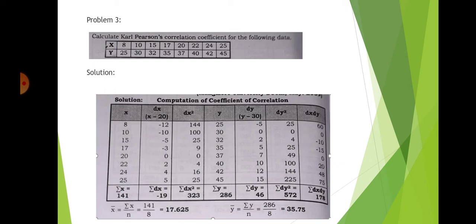So now you have to use this formula. Mean is a fraction. Mean we have calculated, but you need not calculate it. A rough picture: x bar is 141 by 8. Then y bar is sigma y by n, which is 286 by 8, 35.75. Since the mean is a fraction, we can apply any assumed mean, meaning assuming some other value closer to the next integer.